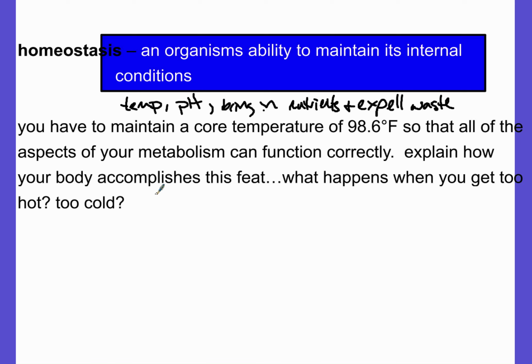So it says down below, you have to maintain a core temperature of 98.6 degrees Fahrenheit so that all of the aspects of your metabolism can function correctly. You can overheat, you can be too cold. So explain how your body accomplishes this feat. What happens when you get too hot? What happens when you get too cold? We already know that because those were our stimulus response things.